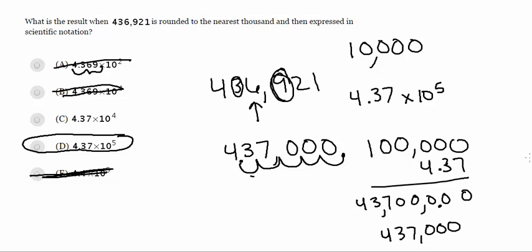So hopefully this was helpful. If you had any trouble with this question, I recommend going back and maybe reviewing the place values of each of these numbers. For example, this is the 100,000s, 10,000s, thousands, hundreds, tens, and ones place. Or if you still had a little bit of trouble with the scientific notation, maybe go ahead and review that.